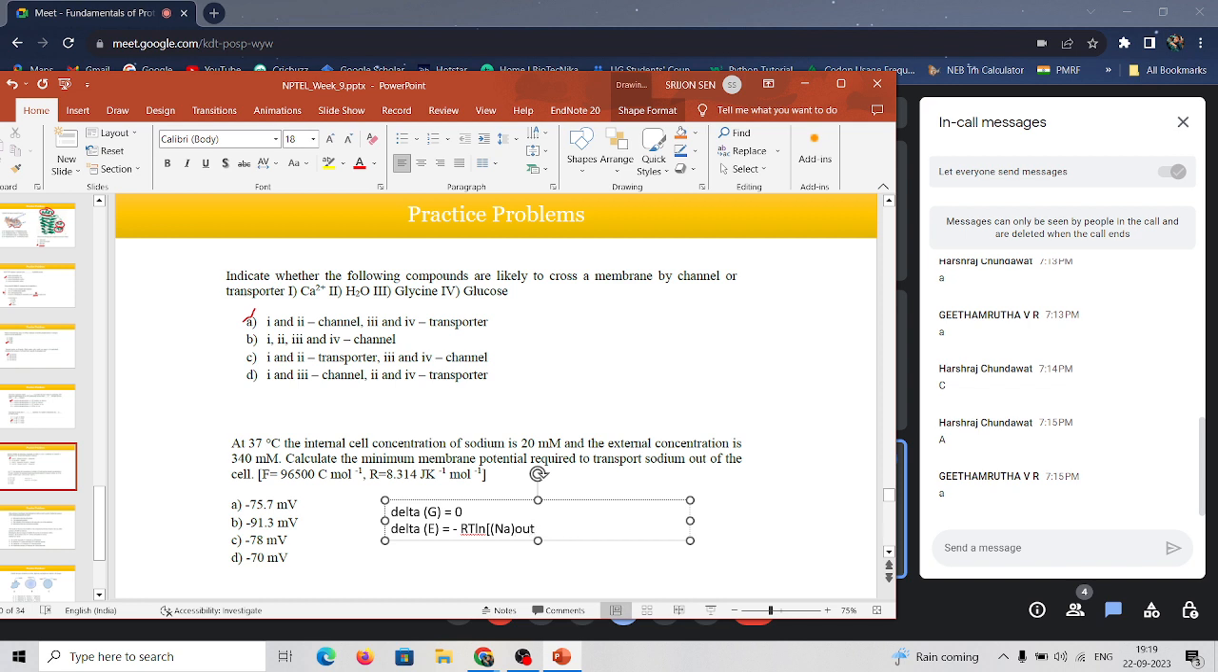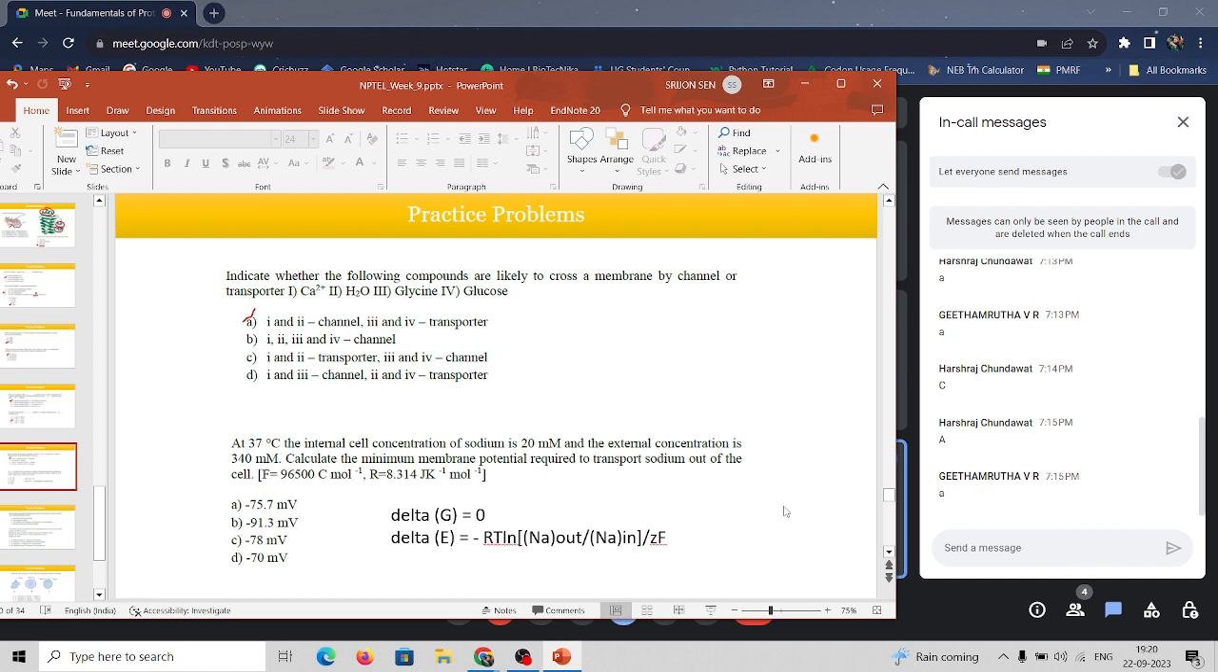Na outside divided by Na inside, and that entire thing you have to divide by Z and F. Okay, so you have a minus sign over here. So I'm just increasing it. So this is the formula. Now calculate and tell me what would be the answer.